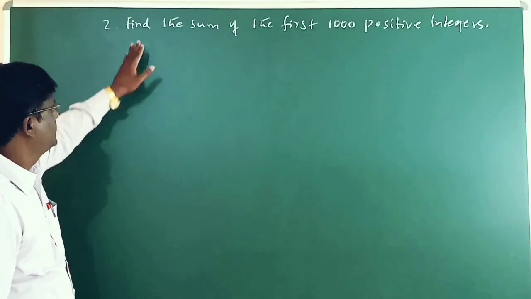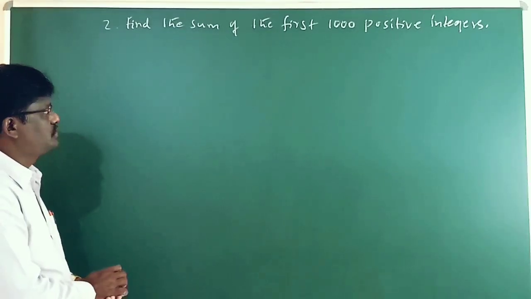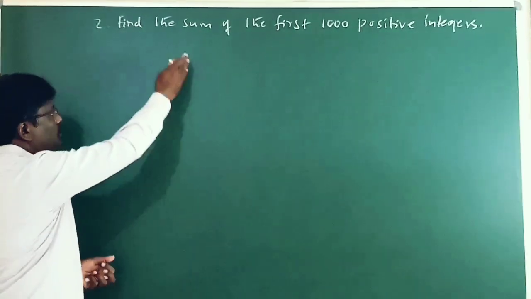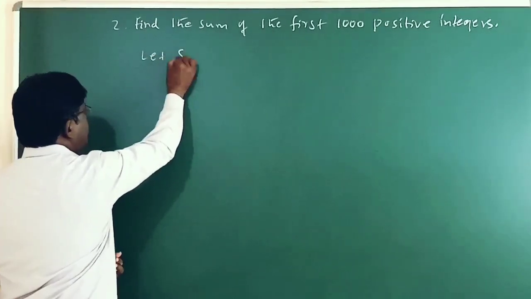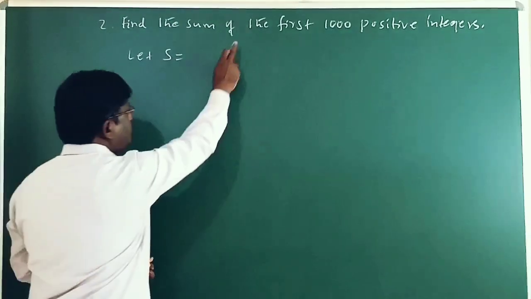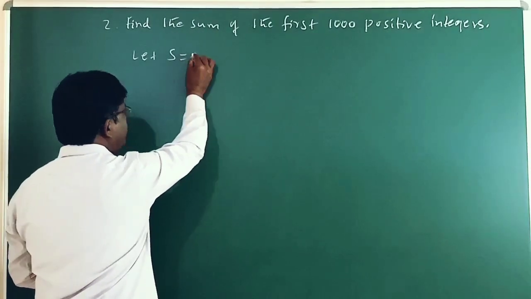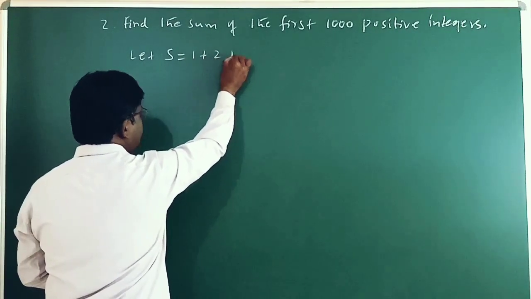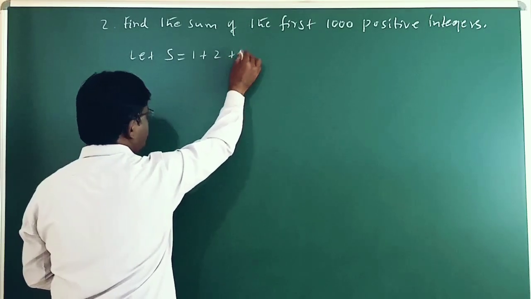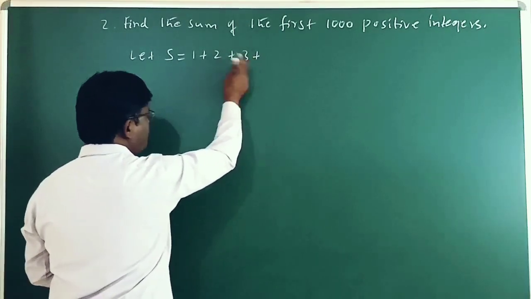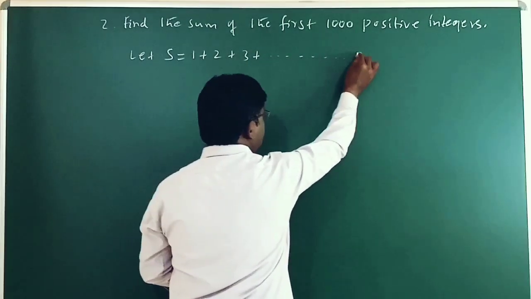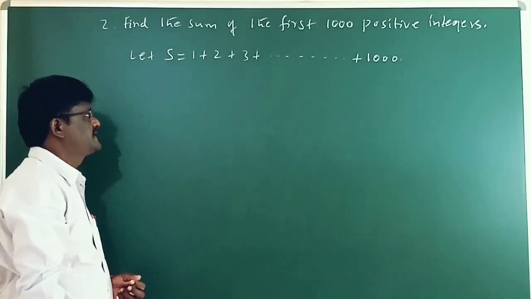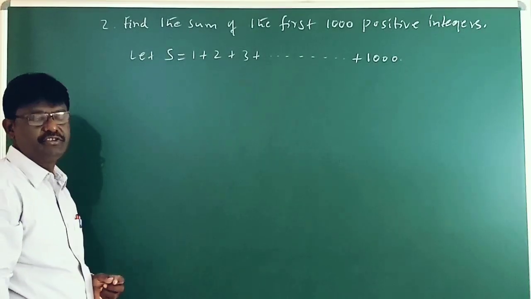Now, the second, find the sum of the first 1000 positive integers. In this case, children, we know that let S equal to nothing but sum of the first 1000 positive integers. It starts from 1 and the second term is 2. Each successive term is obtained by adding 1 to the preceding. Finally, here up to 1000. So this is the sum of first 1000 positive integers.